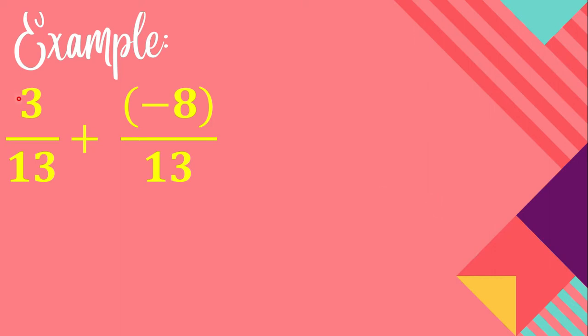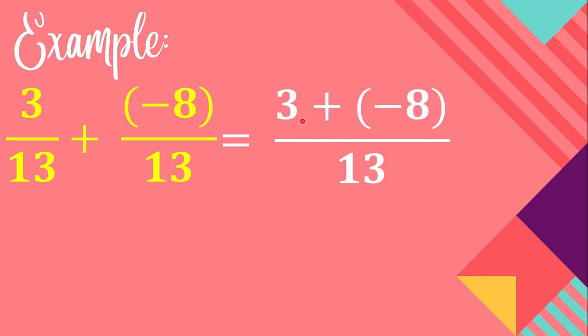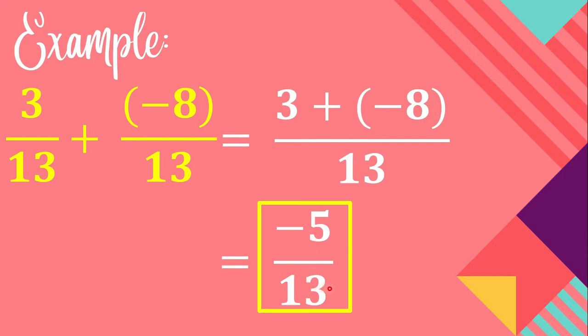Another example, 3 over 13 plus negative 8 over 13. So still you have the same denominator, which is 13. That is equal to, just copy your denominator, which is 13, and then add your numerators, 3 plus negative 8. Applying the rules in addition of integers, you have different signs, so you need to subtract the two numbers, 3 and negative 8. So you have negative 5, and then copy your denominator. So you have negative 5 over 13.